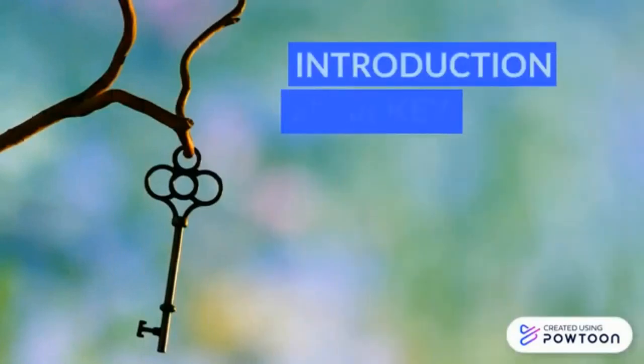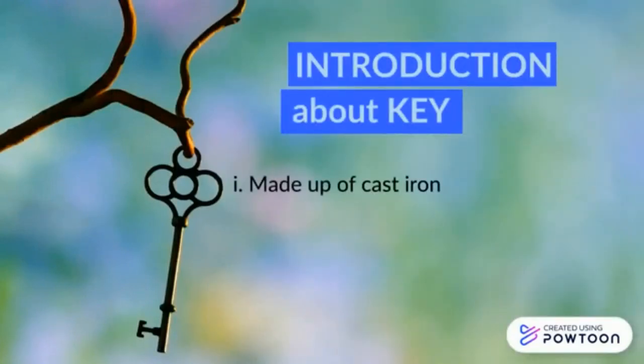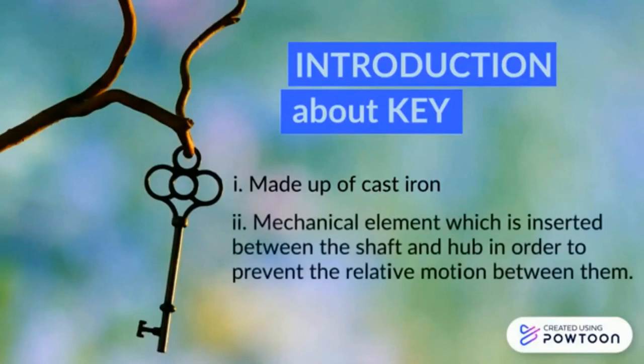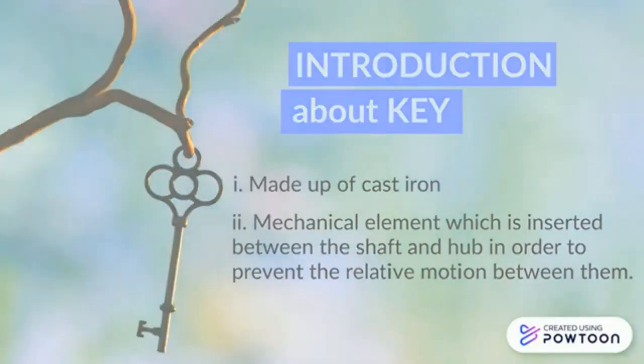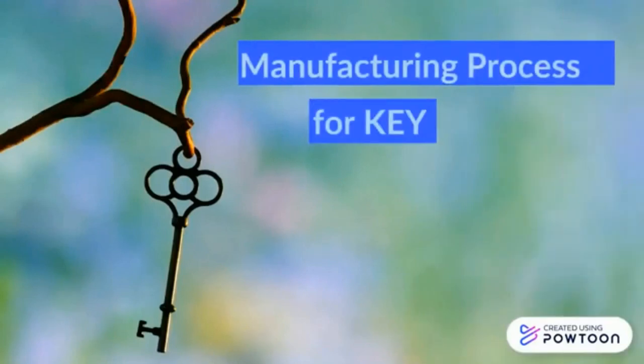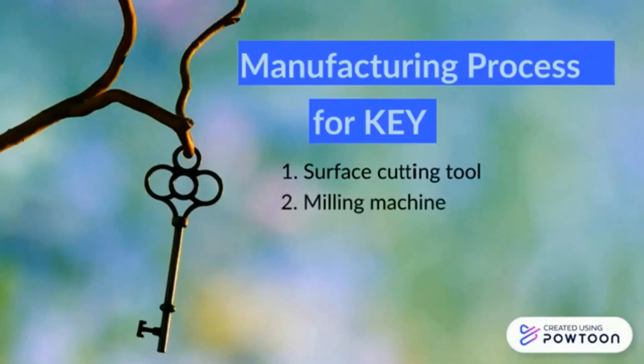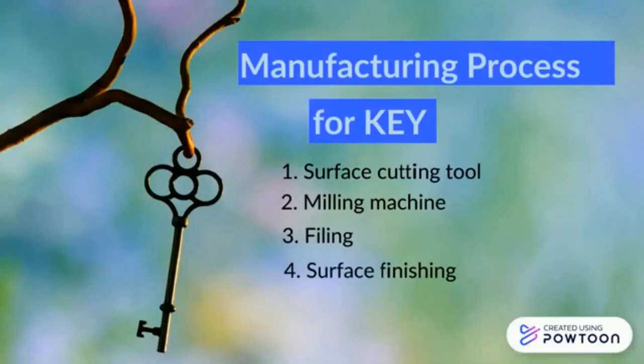Introduction about the key. First, it is made of cast iron. Second, it is a mechanical element which is inserted between the shaft and hub in order to prevent relative motion between them. The manufacturing process for a key has 4 steps: first, surface cutting tool, second, milling machine, third, filing, and fourth, surface finishing. For your information, a key can be made by a turning process on lathe machines or CNC machines.